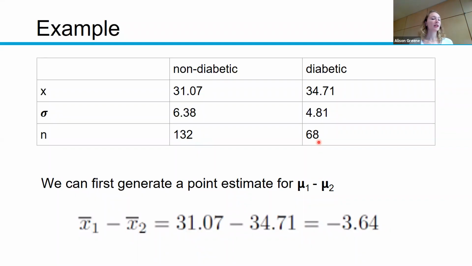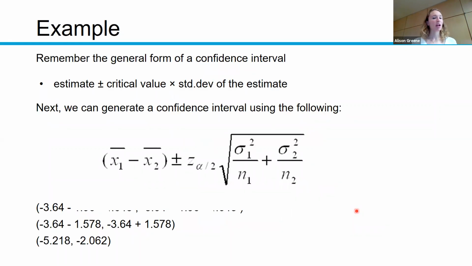Again, we can first just generate a point estimate very easily by subtracting those two, and that difference is negative 3.64. And then we want to generate a confidence interval. So everything's the same. Sorry, this got cut off. We put our point estimate first, and we add and subtract some critical value, and then the standard error, this is the formula for the standard error of this mean difference.